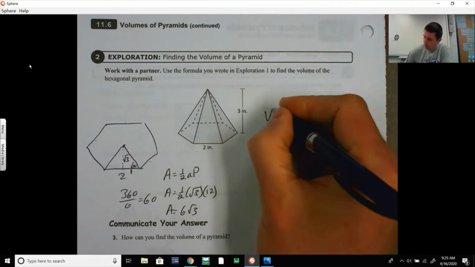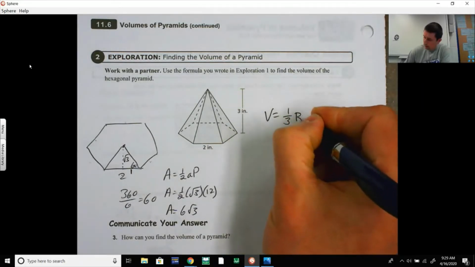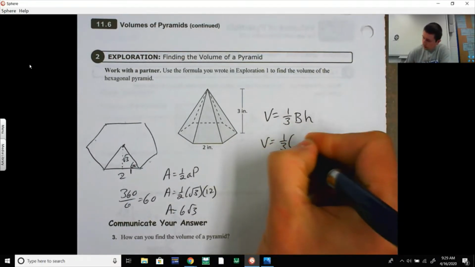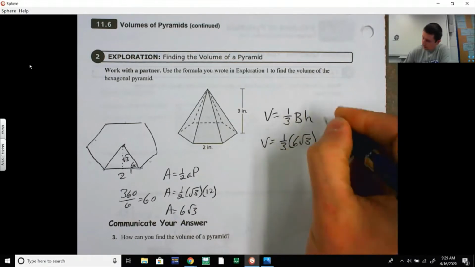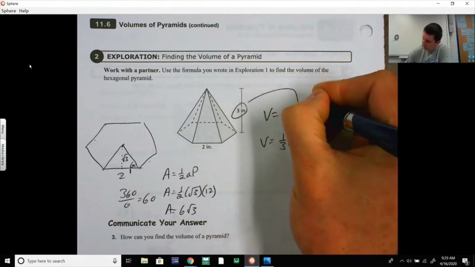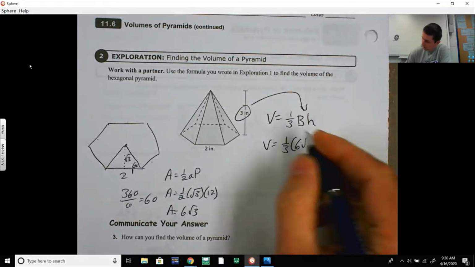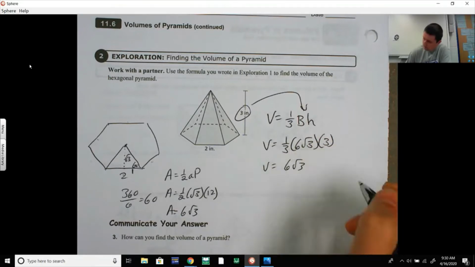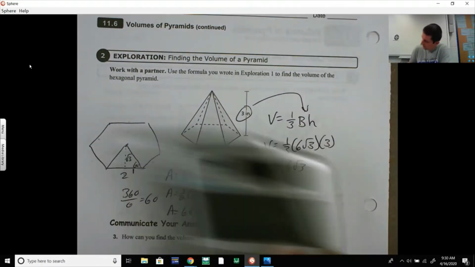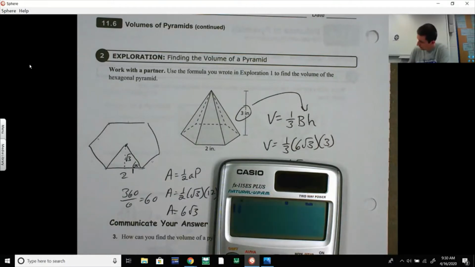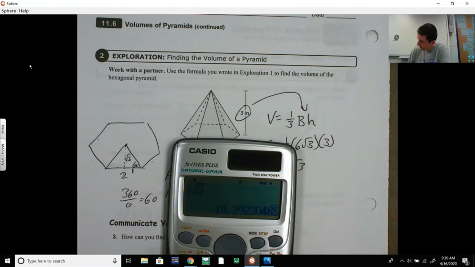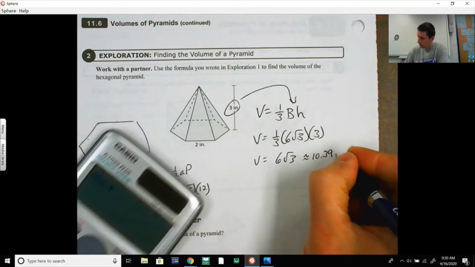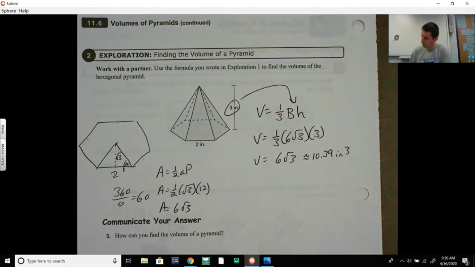So for this pyramid, volume equals 1/3 the area of the base times the height of the pyramid. So volume equals 1/3. Area of the base is 6 root 3 times the height, which is 3. That's this right here. That's your height. So 1/3, 6 root 3 times 3. That would end up being 1/3 of 6 is 2. 2 times 3 is back to 6 root 3. So 6 times the square root of 3 is 10.39. Okay, so 10.39, this would be cubic inches, because we're dealing with volume, cubic inches.